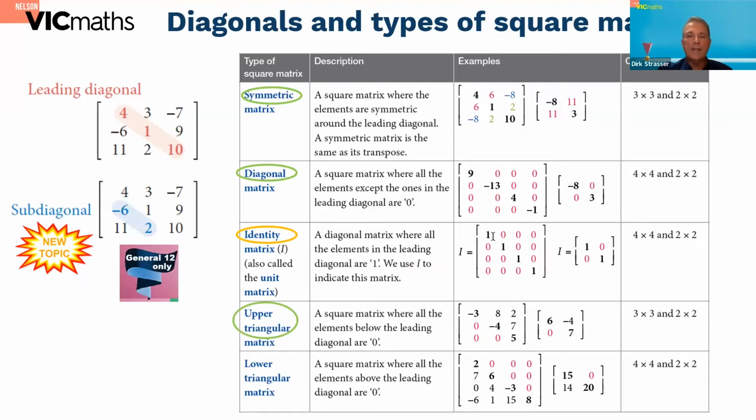Upper triangular has all 0s below the leading diagonal, and lower triangular has all 0s above the leading diagonal. And again, those green ones are general 12 only. So really, the identity matrix out of all of those is the only thing that appears in year 11.